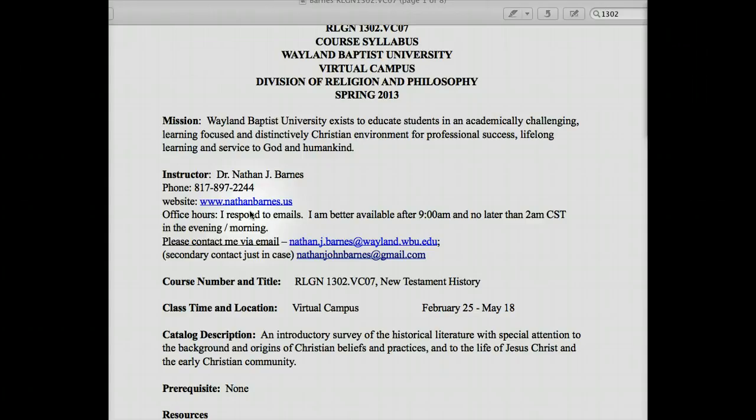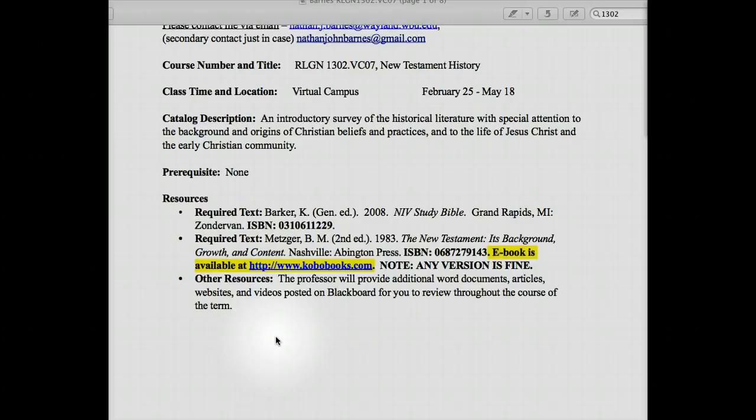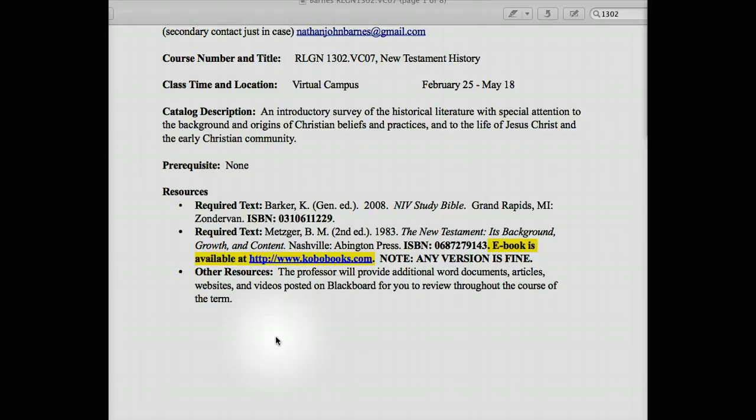The course time and location, and the catalog description. This is straight from the Wayland Baptist University catalog, and I'll go ahead and read it to you because it is important. This is an introductory survey, which means introductory is basic, you're just being introduced to it. But survey means you're going to be looking at a whole lot of material, because we're going to be looking at the entire New Testament and its contexts and the social structure. So it's something that's very broad.